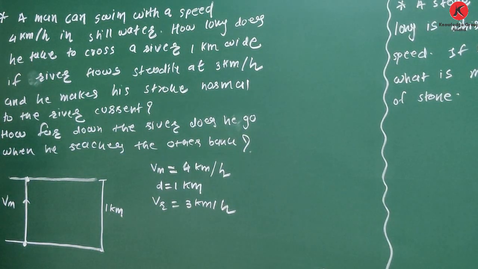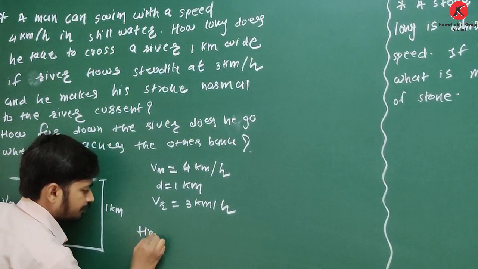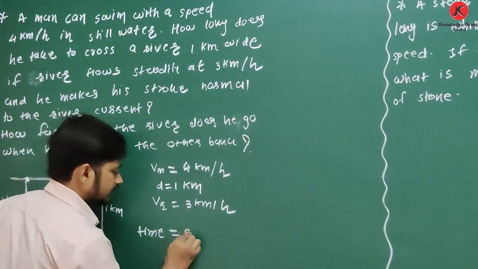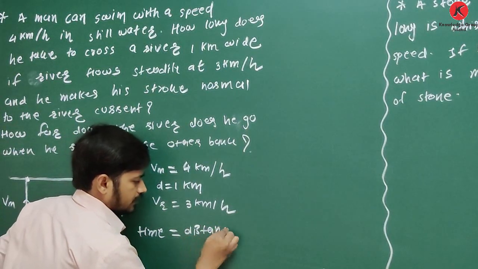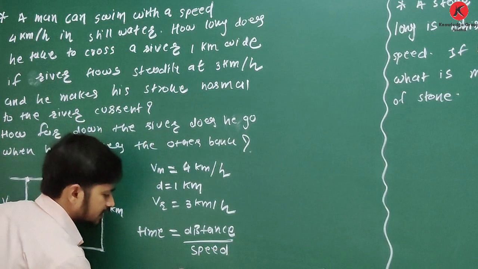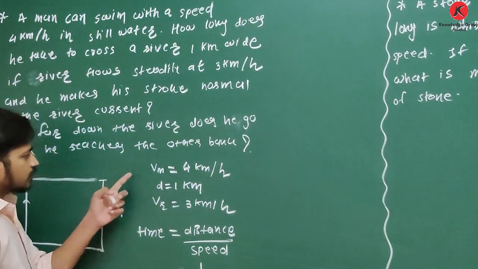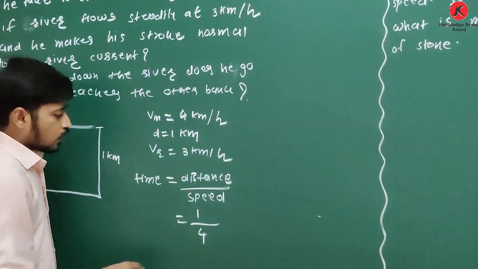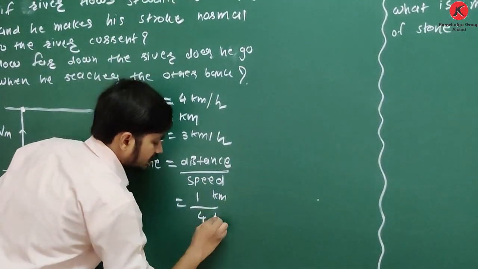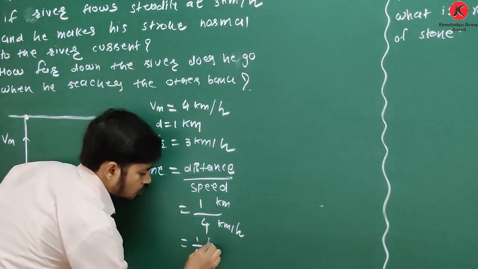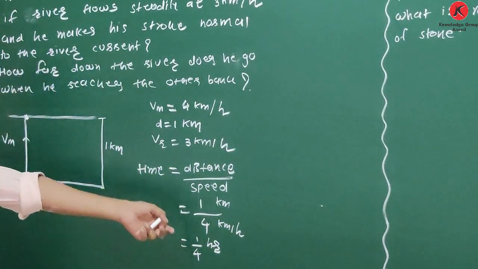Okay, so the first question is easy. Time is equal to distance upon speed of the man. Distance is 1 km. Speed Vm is 4 km per hour. So the time is 1 upon 4 hour.